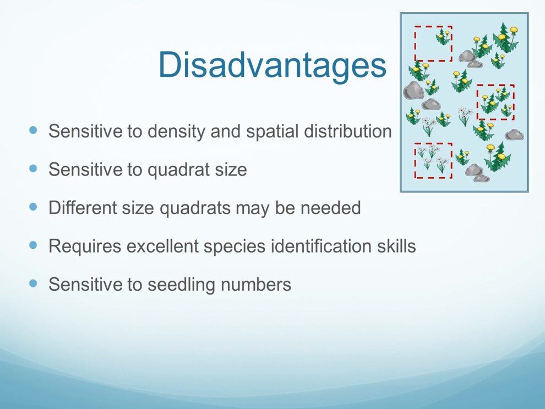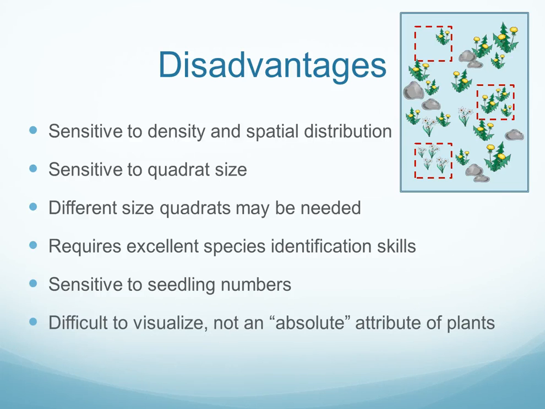If we have a large recruitment event or seedling emergence event, and we count a lot of seedlings, but there's not good survivorship of those seedlings, we may artificially increase a frequency estimate compared to what would happen if we focused only on mature individuals. Frequency is also difficult to visualize. It's not an absolute attribute of plants.